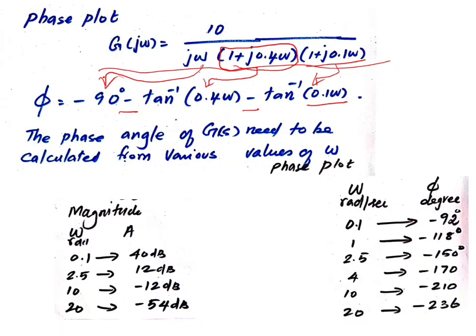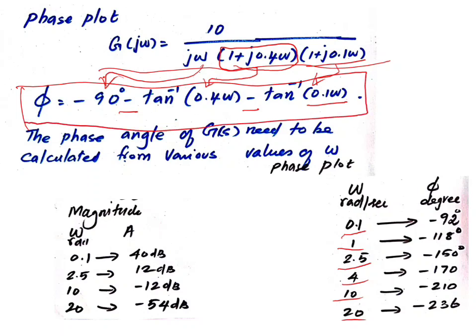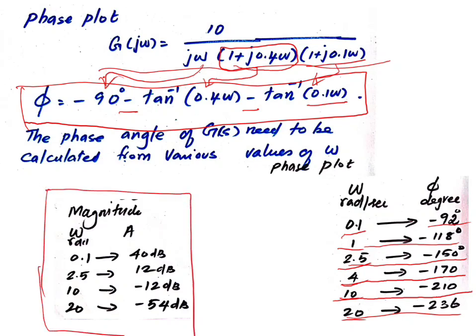Now we have to find the phase angle for a different set of frequencies, starting with 0.1, 1, 2.5, 4, 10, 20. So we have to substitute these frequencies in the phase angle equation and find the value of phase angle. For 0.1 we have minus 92, for 1 it is around minus 118, 2.5 minus 150, 4 minus 170 degree, 10 minus 210 degree, and for 20 it is around minus 230 degree. So we are going to use magnitude values and phase values to plot the diagram.